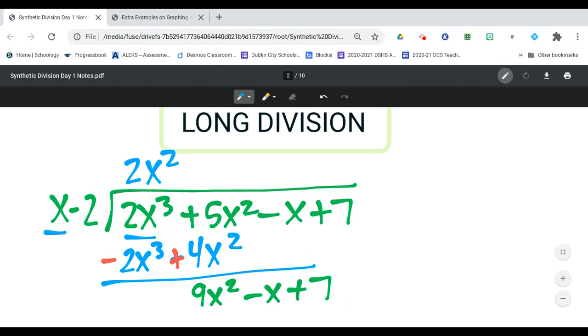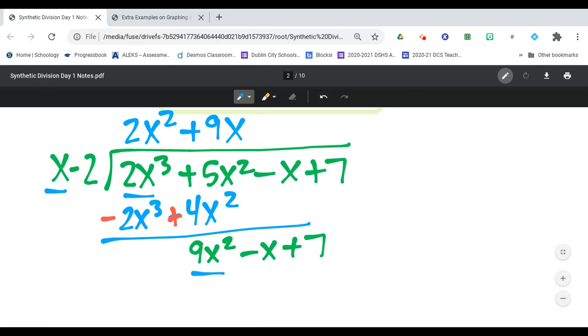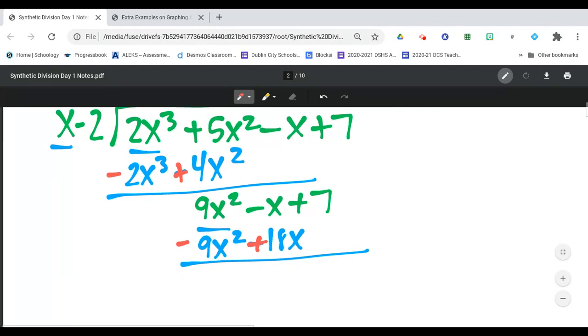I'll see what I have to multiply x by now to get 9x squared, which would be 9x. So I'm going to multiply both terms by 9x on the outside. So I get 9x squared minus 18x. Change my signs. Add my like terms, giving me 17x. Bring down my plus 7.